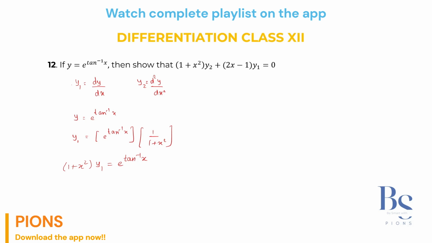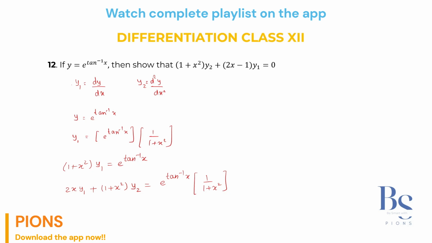Differentiation of 1 plus x square, 2x, y1 as it is, plus 1 plus x square into differentiation of y1. So what is y1? Let me remind you, dy by dx. So derivative of y1, y2. Differentiation of dy by dx is d square y by dx square. And on the right hand side, e to the power something, sir, e to the power something into derivative of something, 1 by 1 plus x square. Clear it is? I hope this is clear.